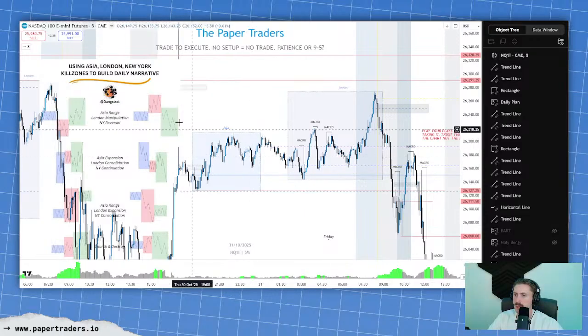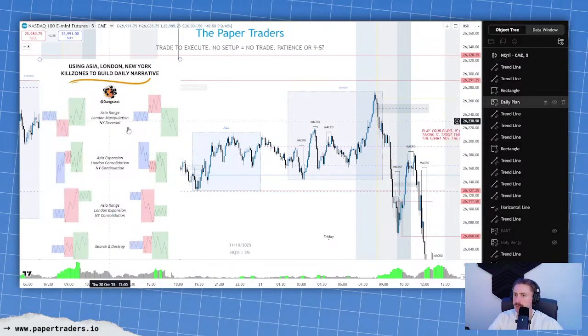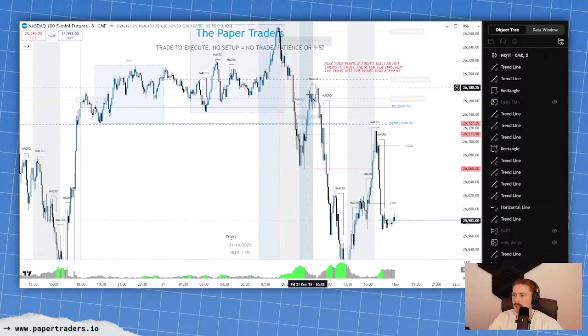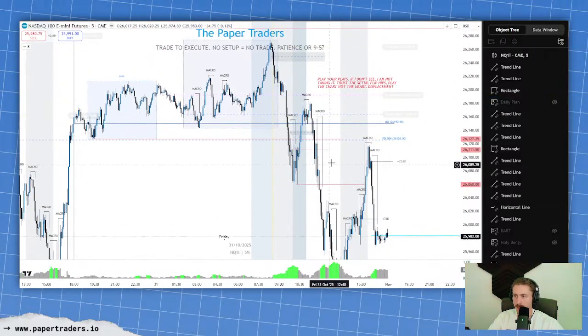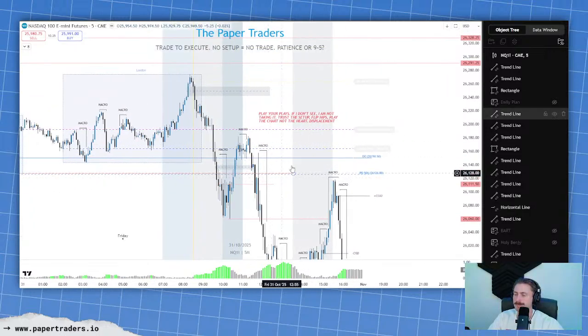So what does this model look like? We have that Asian consolidation. London looks like that manipulation to the upside. So New York is likely going to see that continuation to the downside. It's exactly what we got. Reversal to the downside, rather. It's exactly what we got from there.